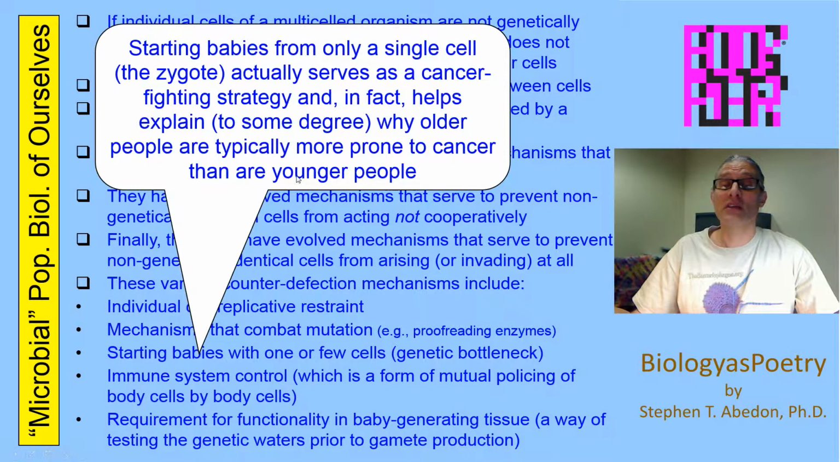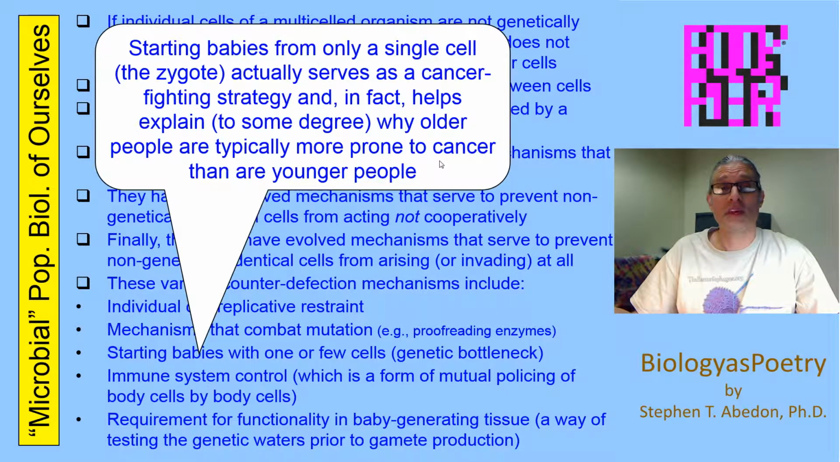And in fact, starting babies from only a single cell actually serves as a cancer-fighting strategy because we're eliminating our defectors from the start. And it helps explain to some degree why older people are typically more prone to cancer than are younger people. We don't make our babies starting with somatic cells that have become cancerous. Instead, we do everything we can to make sure that our offspring are as genetically intact, as genetically effective as we can succeed in doing.